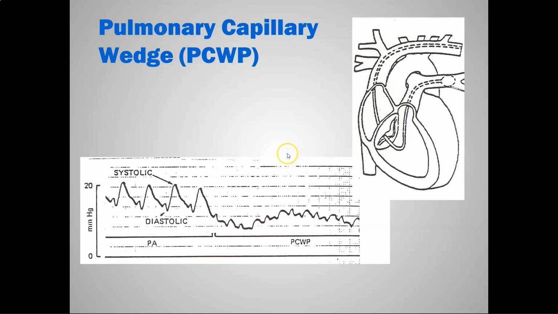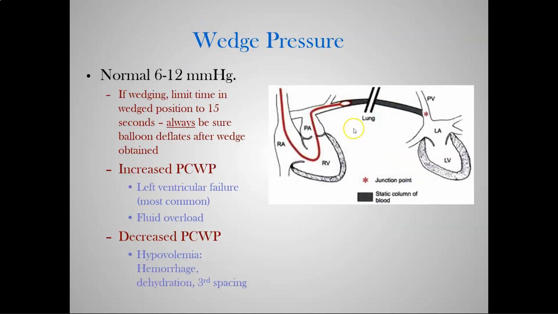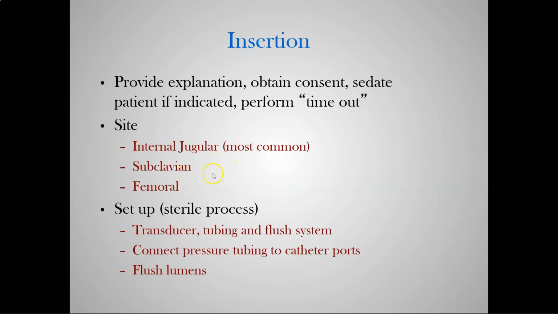Okay. And again, if it's increased, you need to know the causation of increased wedge pressures, and you need to know the causation of decreased wedge. Okay. Increased wedge, what's going to result in? Left ventricular failure, caused by left ventricular failure or fluid overload. Decreased wedge: hypovolemia, hemorrhage, dehydration. Cardiac tamponade potentially for either one, but typically cardiac tamponade will result in an increase in wedge. Insertion sites, we've already talked about this.